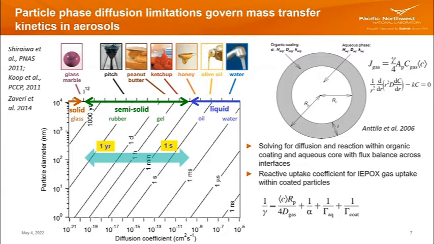And when you do this flux balance and solve the reaction and diffusion kinetic equations, then you end up with an overall reactive uptake coefficient, which has several terms in it, including gas phase diffusion, mass accommodation coefficient, but then also the reaction and diffusion occurring within the inorganic core, which has water inside it. So that is the aqueous term. And then you also have the reaction and diffusion happening in the coating, the organic coating itself.